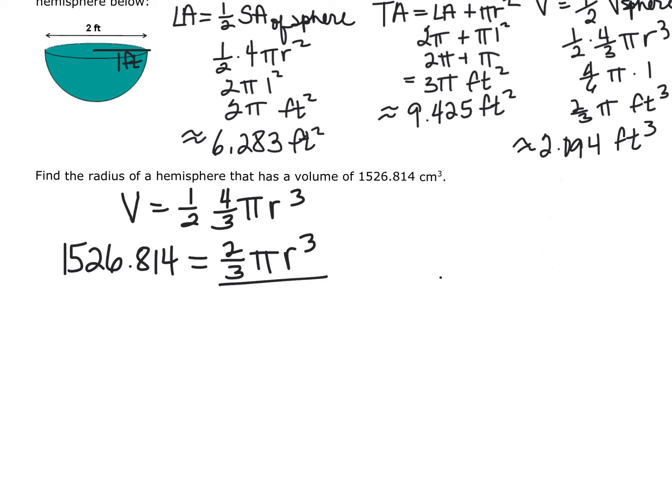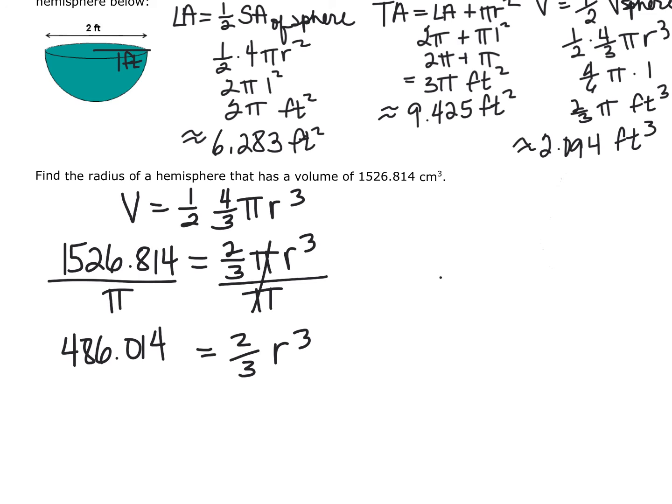So we're going to divide both sides by pi first, because we just want to solve for the variable. And then we will not have a pi over here, and we get 486.014, and that's equal to 2/3 r cubed. And now we'll multiply both sides of our equation by 3/2 to get rid of the 2/3 on that side, and I have 324.0095, and that rounds up to 324.010. We'll just leave it like that for now, and that's going to equal r cubed.